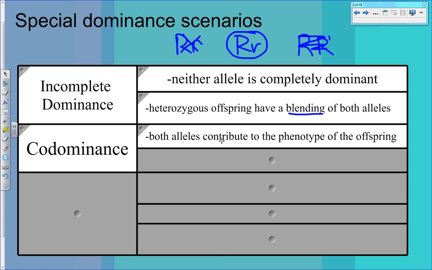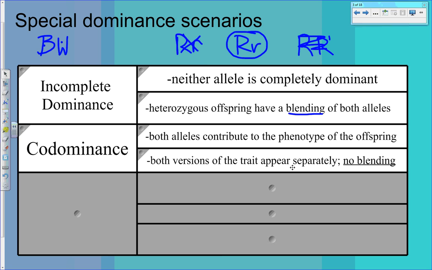So in other words, in codominance, we always use two capital letters, so maybe a big B and a big W. Whatever they are, they're both going to show up, but they don't blend. They appear separately from each other.